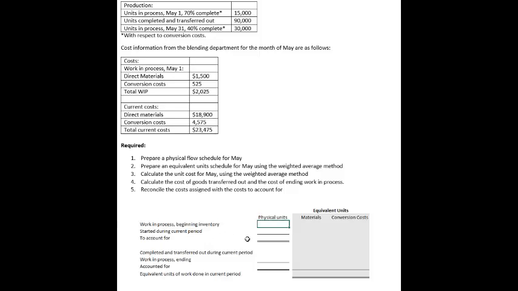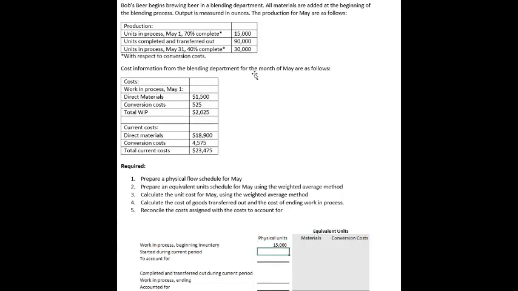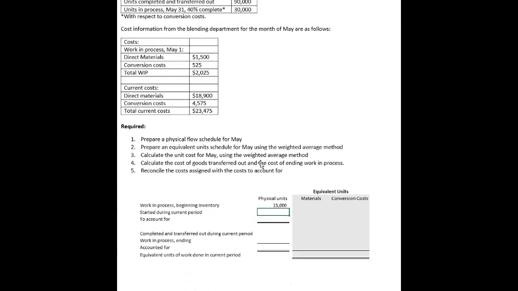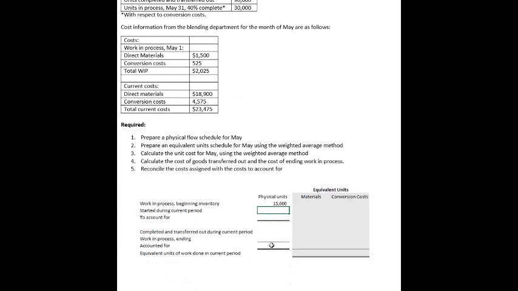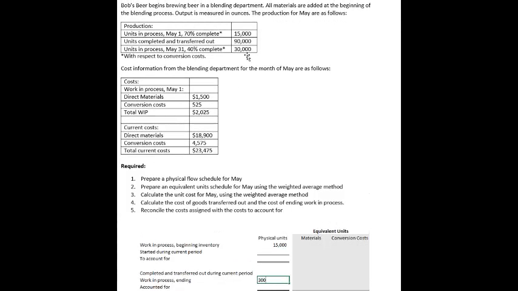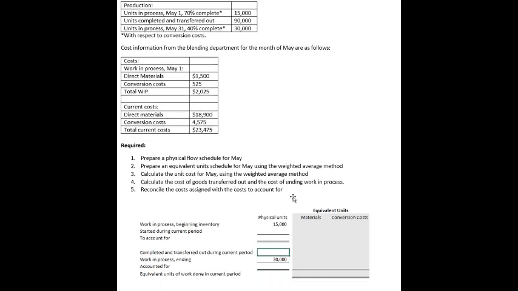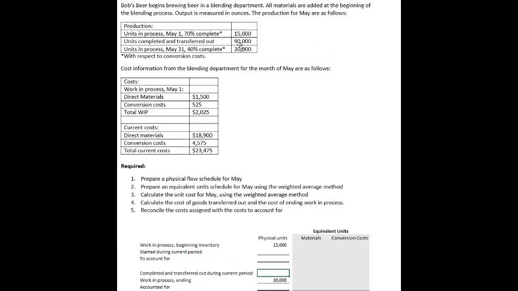We look at the work in process as the beginning inventory is 15,000 ounces. Started during the current period, I'm going to leave that for now, because I think it gets complicated. I think it's easier if we jump down here and say, what's my ending work in process? 30,000 ounces are sitting in some vat or container somewhere, and they're 40% completed with respect to the conversion costs. And completed and transferred out is this other 90,000 ounces.